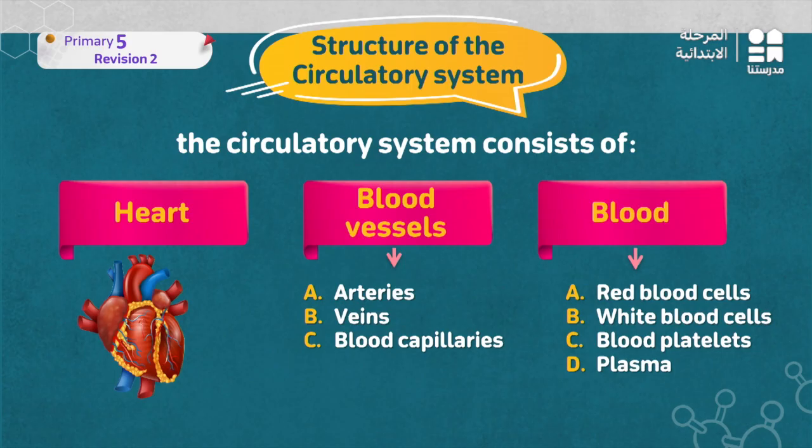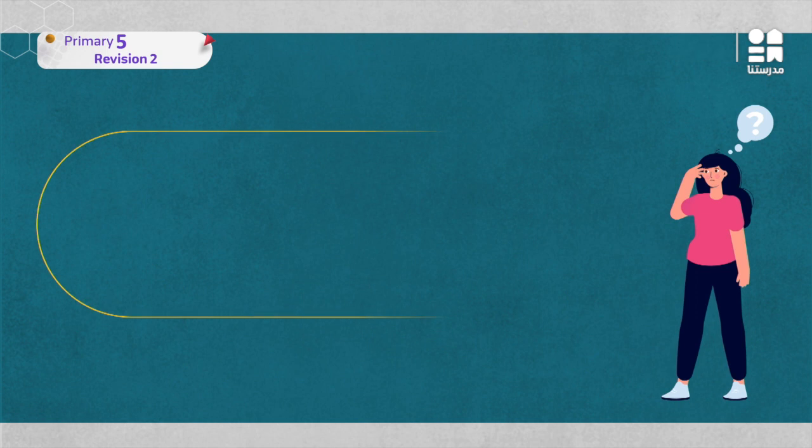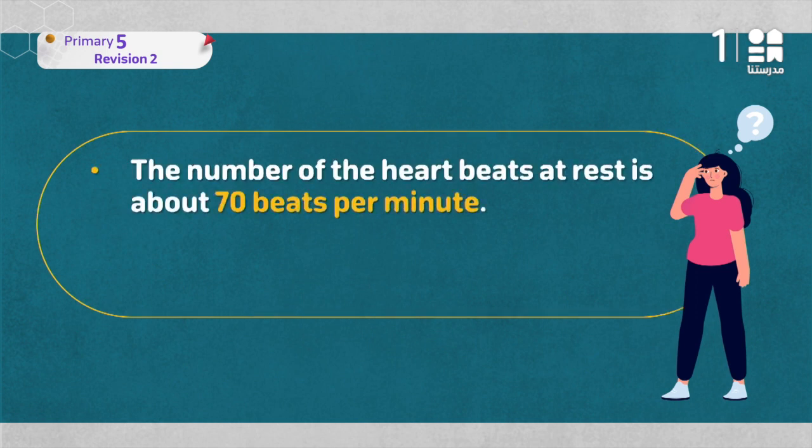كده احنا بشكل سريع اتكلمنا عن البلود اللي هي فيها 4 حاجات: red blood cells, white blood cells, blood platelets and plasma. وعرفنا طبعا ان البلازما هي yellow watery fluid. طيب بعد كده اتكلمنا عن ايه تاني في السيركولاتوري سيستم. عرفنا بعد كده عدد الهارت beats. The number of heart beats at rest is about 70 beats per minute.